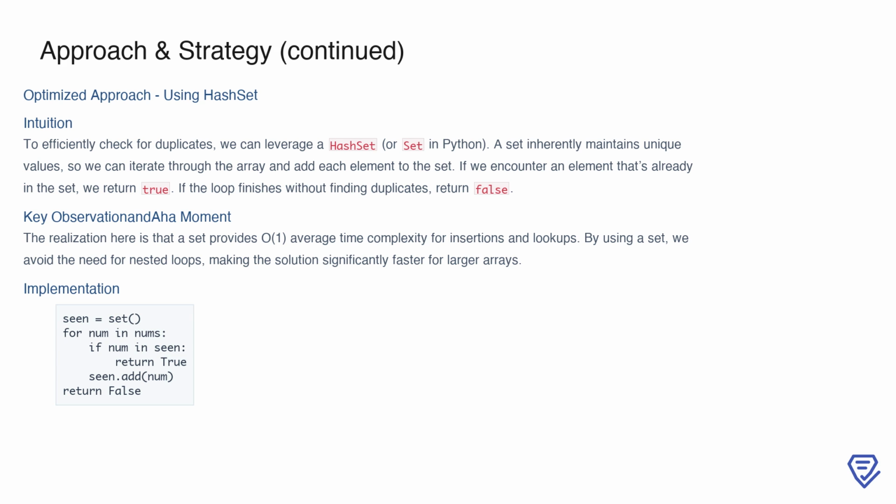The key advantage of this approach is its efficiency. A hash set provides constant time operations for inserting and checking the existence of an element on average, which eliminates the need for nested loops. This significantly reduces the time complexity to O(n), making it much faster for larger datasets.